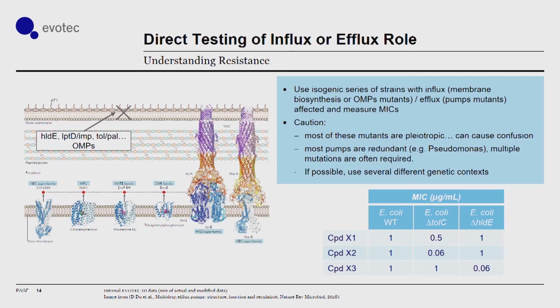And usually what you get is exemplified in this table in the corner. Here, X1 is a compound that has a slight defect, slight liability towards efflux, but really nothing major. Whereas X2 has a strong liability with efflux because the MIC goes down with a pump mutant, and compound X3 is not effluxed but has trouble getting in, as seen in the HldE mutant. These are the kind of explanations that you can get.